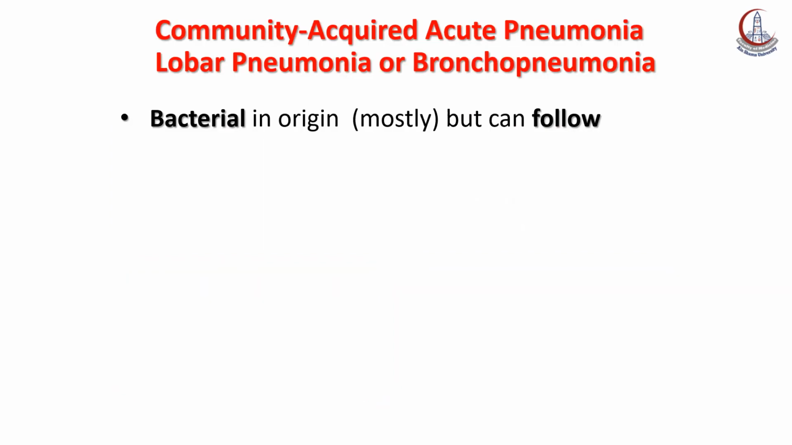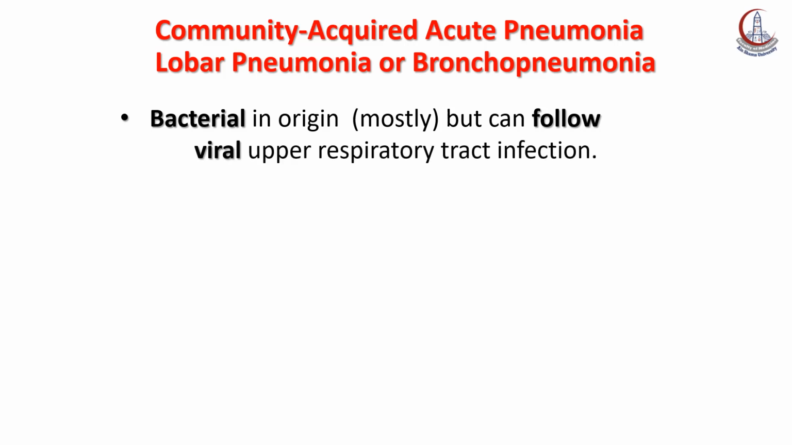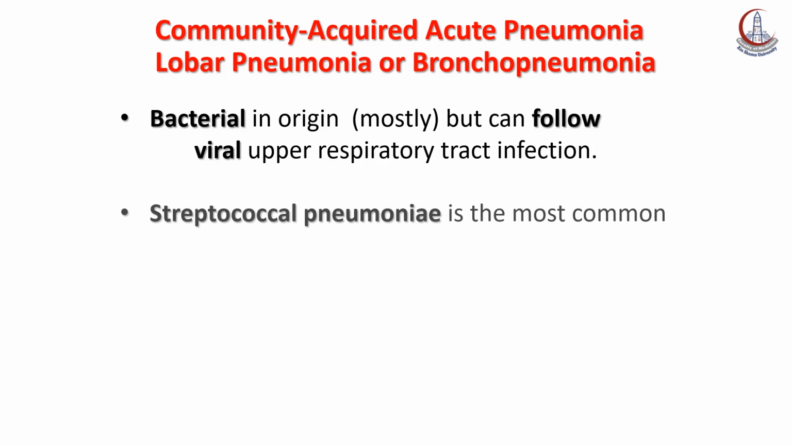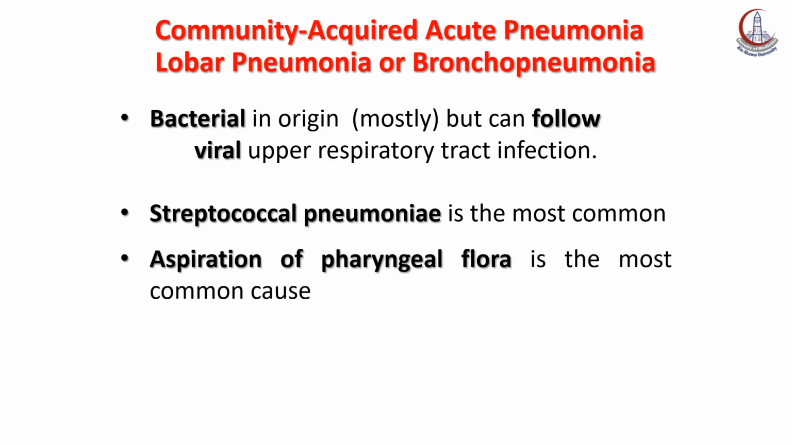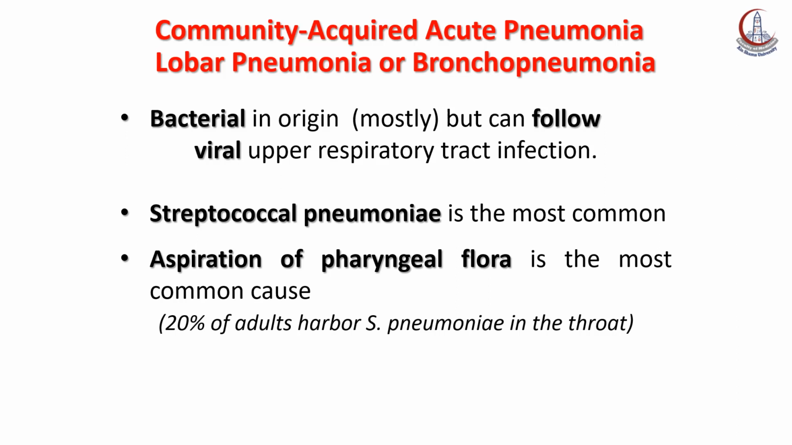Community acquired acute pneumonia, either lobar pneumonia or bronchopneumonia, is mostly bacterial in origin, but it can follow a viral upper respiratory tract infection, like post-COVID. Streptococcal pneumonia is the most common one causing pneumonia. Aspiration of the pharyngeal flora is the most common cause precipitating the pneumonic response.